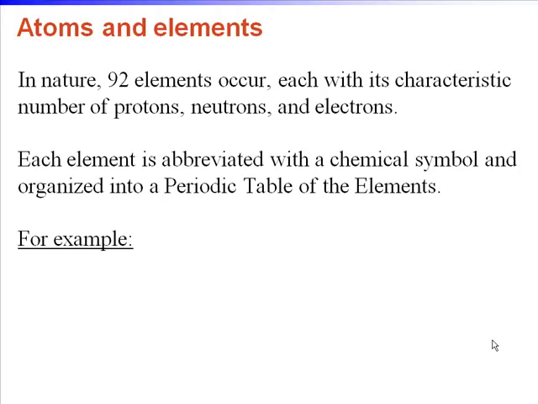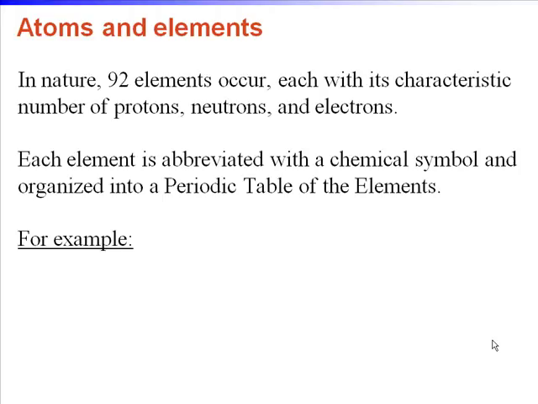Each of the elements has characteristics, and those characteristics are derived from their atomic structure, the number of protons, neutrons, and electrons that the element has. Chemists have then abbreviated each element with a chemical symbol and organized them into a periodic table of the elements, which summarizes information about the elements and some of their reactions with each other and their stability, etc. Let's take a look at some of those abbreviations.